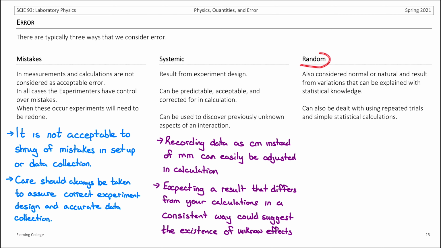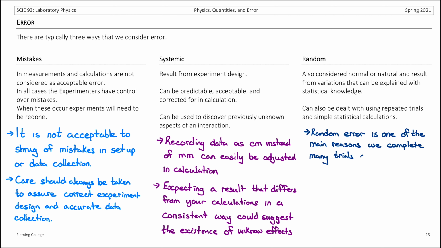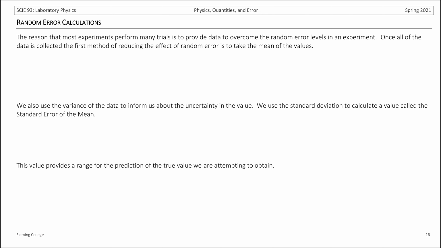The last type of error is random error. This can also be considered normal or natural, and it results from the natural variations that are often explained with statistical understandings. These types of error can also be dealt with, and one of the main ways we deal with them is to complete repeated trials of an experiment and then use simple statistical calculations to mitigate the amount of error. As we said, the reason most experiments perform many trials is to provide extra data to try and estimate out the random error levels in an experiment.